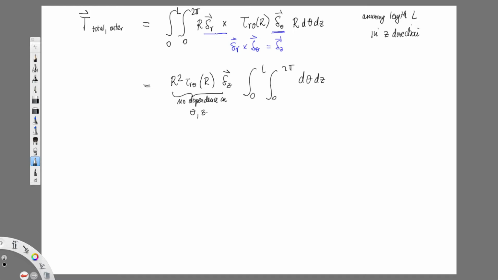And now when we put this all in, we have the expression for tau r theta of r. So it's minus 4π mu omega 0 R squared L kappa squared over 1 minus kappa squared, and it's in the z direction. The total torque is in the z direction. So the actual absolute value, or magnitude, is this.